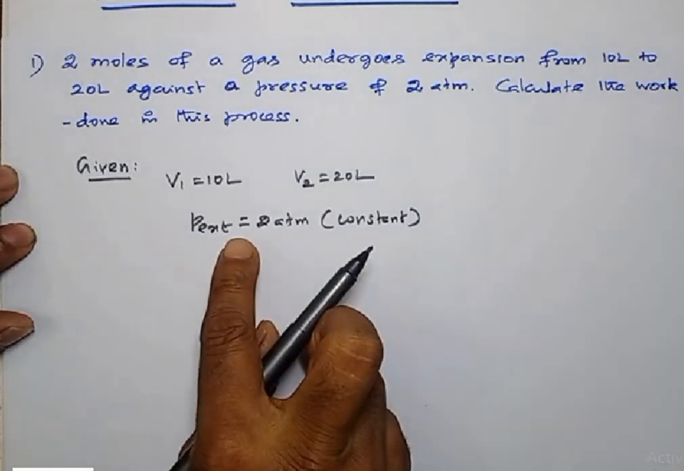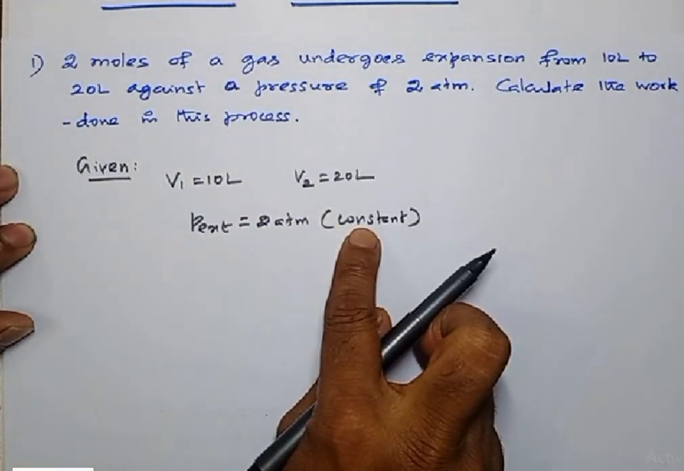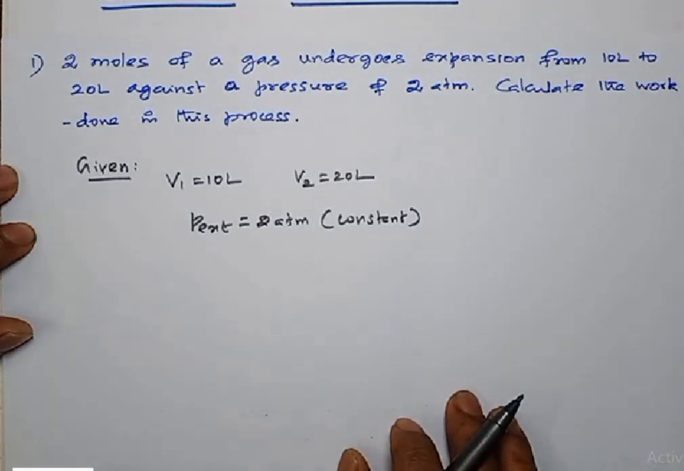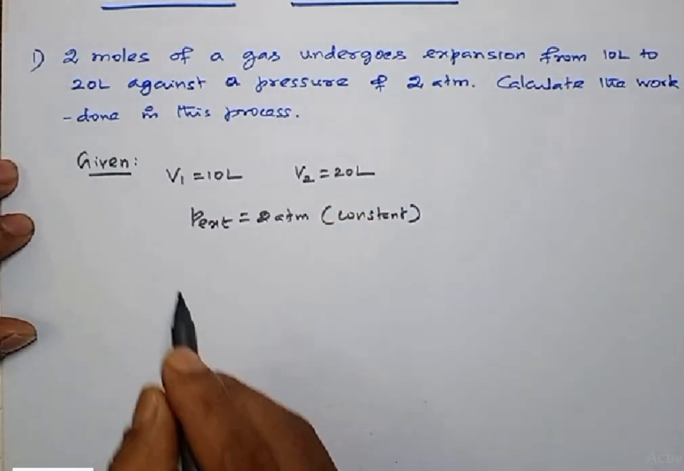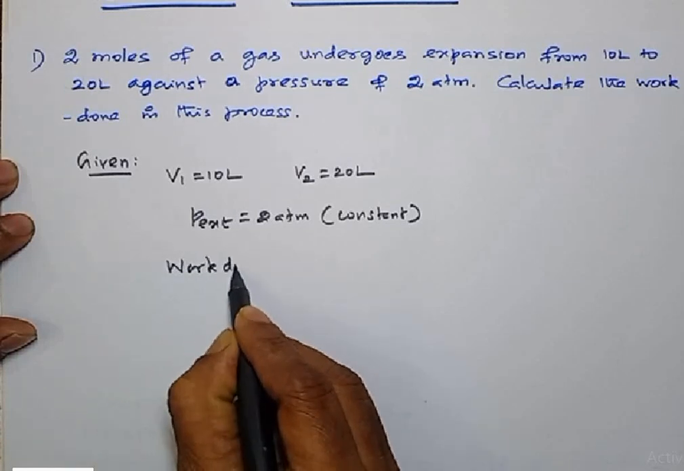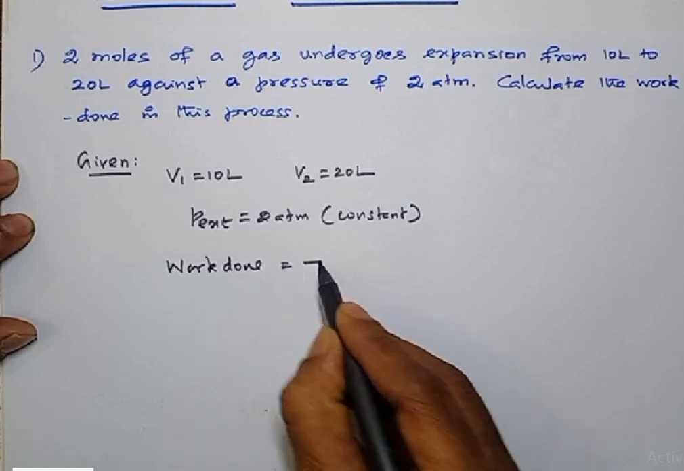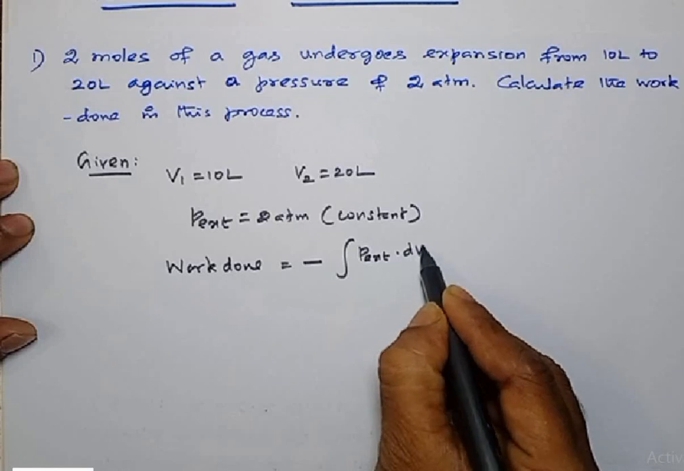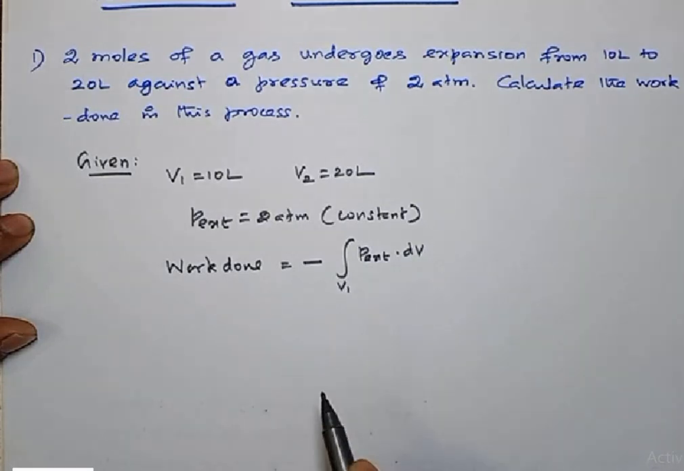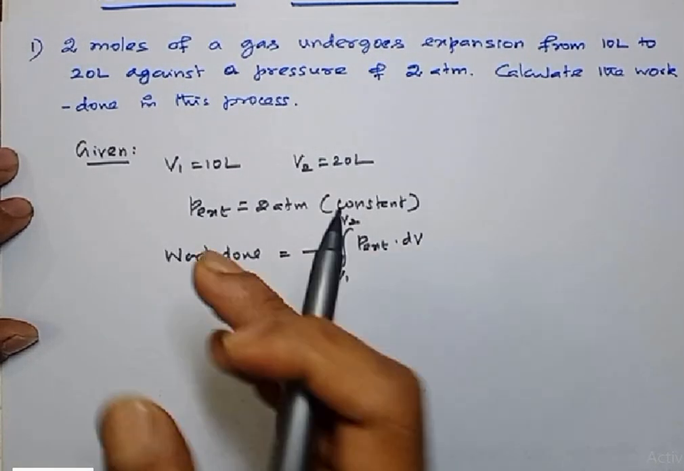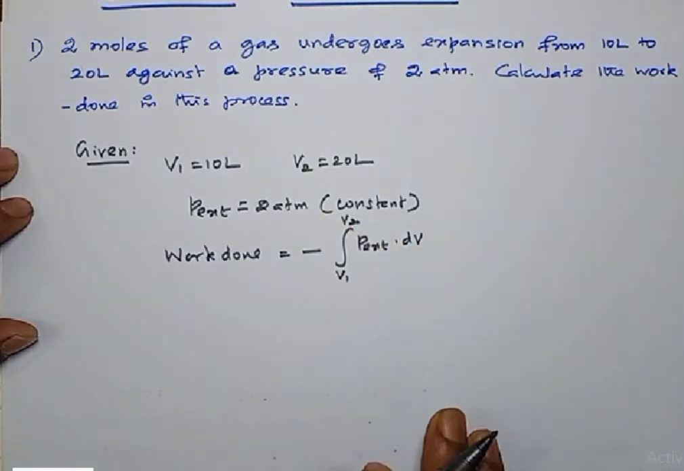We all know that whenever external pressure is constant, you can call that process an irreversible process. So how to calculate work done? You know very well the general work done formula: minus integral of external pressure into change in volume. The integral goes from initial volume V1 to final volume V2. Remember, this is the general formula. It is applicable for both expansion as well as compression.